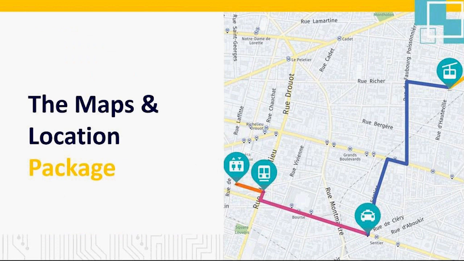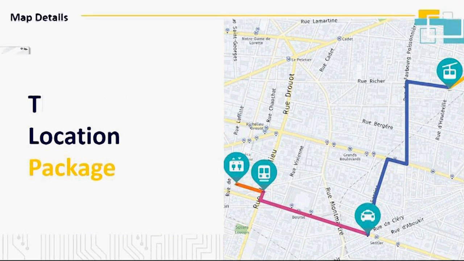The Maps and Location package. The Maps and Location package provides, as expected, map and location services, such as rendering a map, searching addresses and places, drawing markers and polyline on the map, and supporting different map gestures.